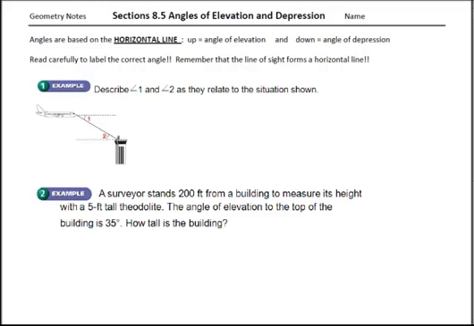Alright, you guys, this is section 8.5 called Angles of Elevation and Depression. The idea of this section basically is to apply the trigonometry that you just learned in real life situations. Specifically, we want to talk about angles of elevation and depression, and everything is based on what we call the horizontal line, which is a line that goes from left to right.